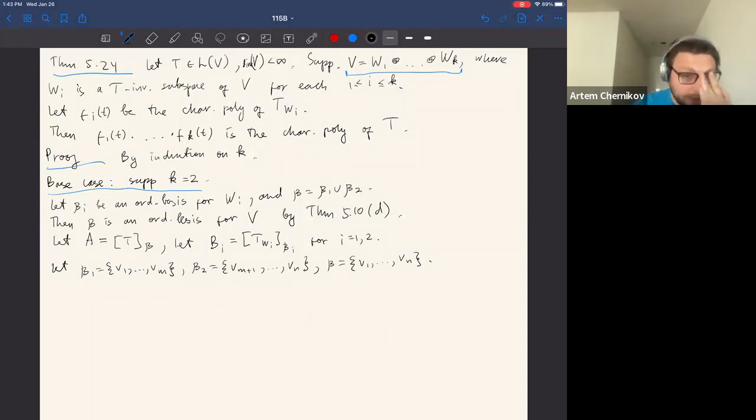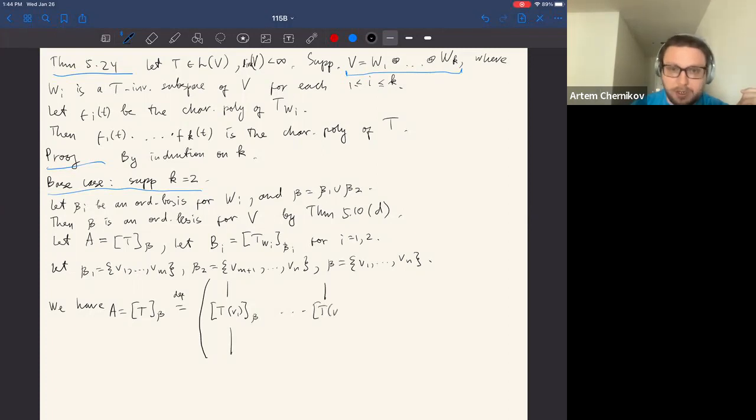So we just have these vectors enumerated in some order. All right. So now let's write out the matrix. So we have the matrix representing T with respect to beta. So this is A, right? By definition, it's just a matrix in which the columns correspond to the coordinate vectors of T applied to the corresponding vector in the basis. Okay. So we simply have that this is T of V1, and we look at its coordinates with respect to beta, etc. We have T of Vn with respect to beta, right? So this is just the definition of the matrix representation of a linear operator with respect to a given basis beta. So let's try to collect some information about this matrix to understand it a bit better, okay?